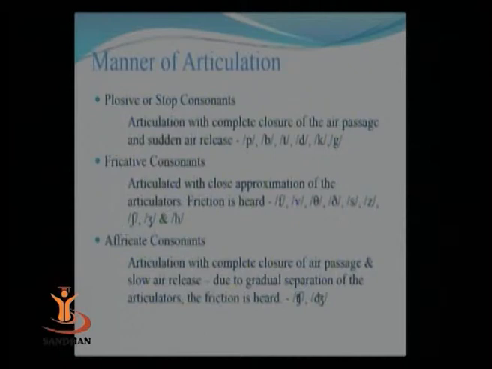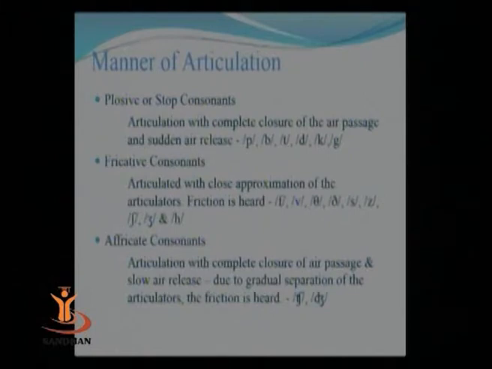First it was plosive, second it was fricative, third it is affricate consonants. Affricate consonants are articulated with complete closure of the air passage. See the difference. In the first one it was complete closure, the second one it was partial closure, and the third one again it is complete closure, but this is not a stop consonant because the air is released slowly.